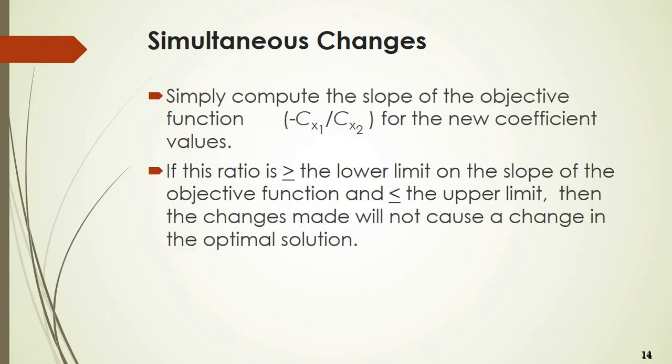We simply compute for the slope of the objective function, which is -c sub 1 all over c sub 2, for the new coefficient values. If this ratio is greater than or equal to the lower limit on the slope of the objective function and less than or equal to the upper limit, then the changes made will not cause a change in the optimal solution.